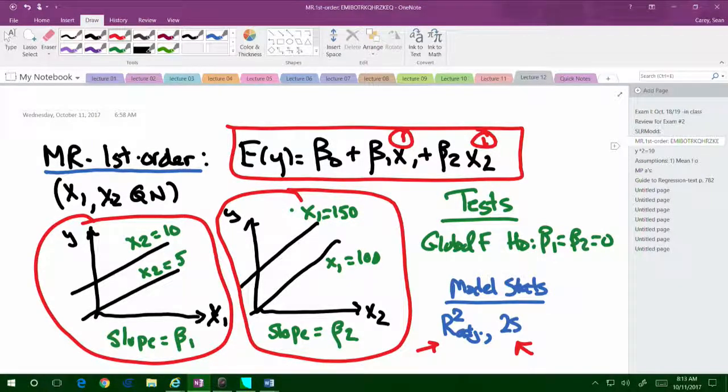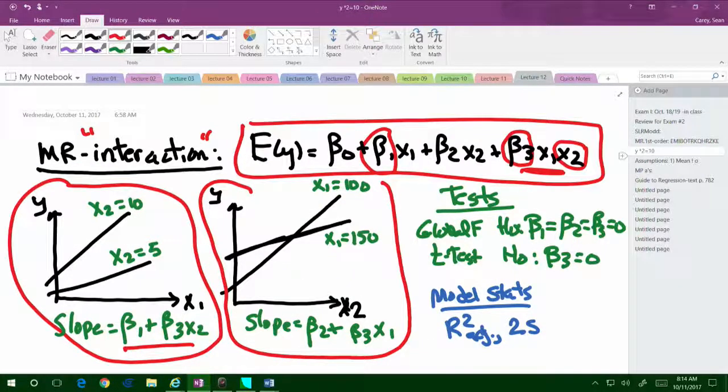And now when you go to the interaction model, and again I'll ask you, what's the slope of the line relating y to x2? It's any beta multiplied by x2. Just like before, there's more betas though. Beta 2 is multiplied by x2, so is beta 3 times x1. That's why the slope's more complex. So that's kind of an easy way to figure out what the slope is.